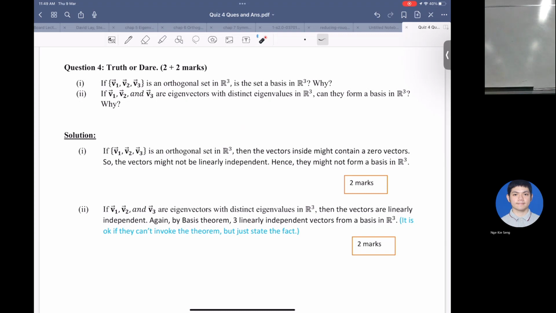The first one, I already keep repeating in the Tuesday and Wednesday class. An orthogonal set can contain the 0 vector. If an orthogonal set contains the 0 vector, then the set won't be linearly independent, because you can put a non-zero scalar in front of the 0 vector, you still get 0. But if there are eigenvectors with distinct eigenvalues, then the vectors are linearly independent. And you have three linearly independent vectors in R3. Dimension is 3, so by the basis theorem, they form a basis. So this is the full solution.